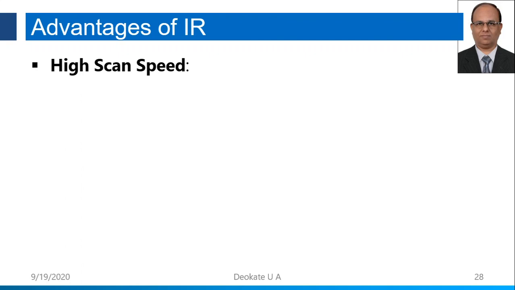Many substances are unstable, they need to be analyzed within a very small period of time, so that can be done by using IR spectroscopy. The second advantage of IR spectroscopy is a high resolution.